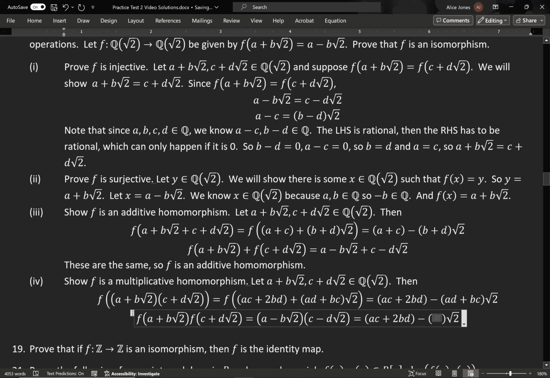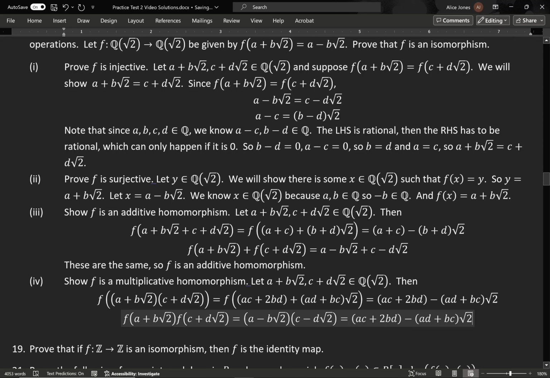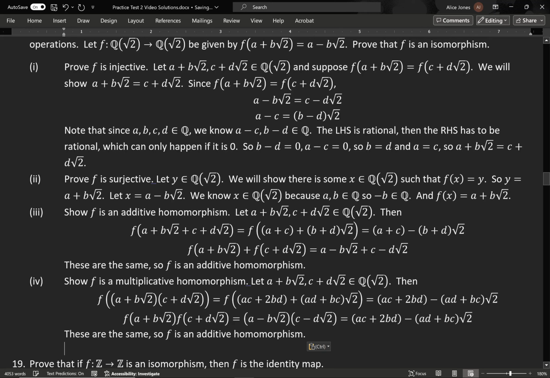Okay, so what gets multiplied by square root of 2 is going to be the outer and inners. So minus bc square root of 2 and minus ad square root of 2. So yeah, it is going to be ad plus bc here. And these are the same, so f is a multiplicative homomorphism. Okay, so kind of time consuming, but not too bad to show that this is an isomorphism.